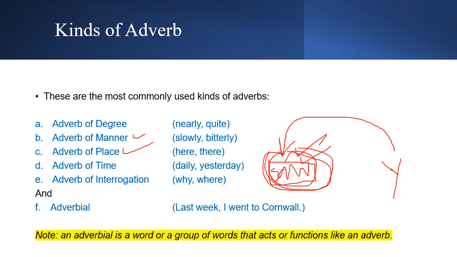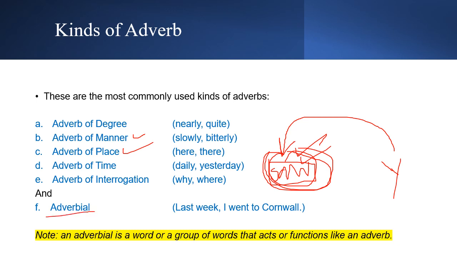And the last one, interrogation: why, where. So if a word tells us why this action was taken, or where this action was taken, then that would be the adverb of interrogation. So these are some of the different categories of adverb, but the most common are adverbs of time, place and manner.